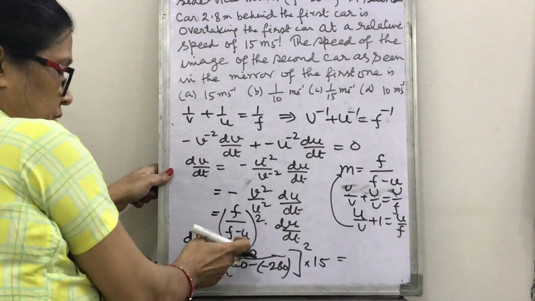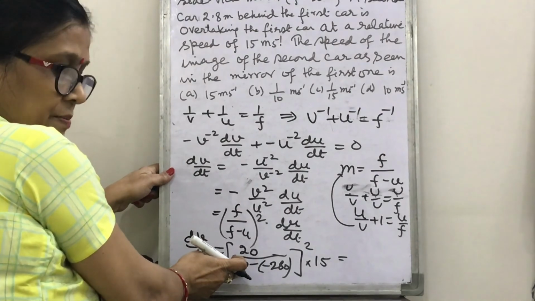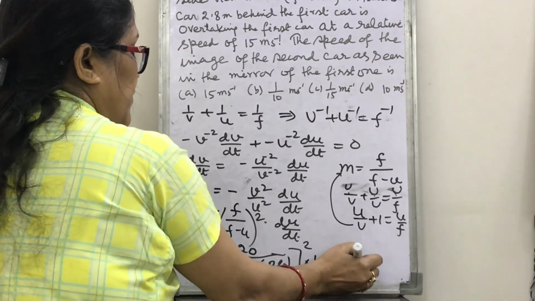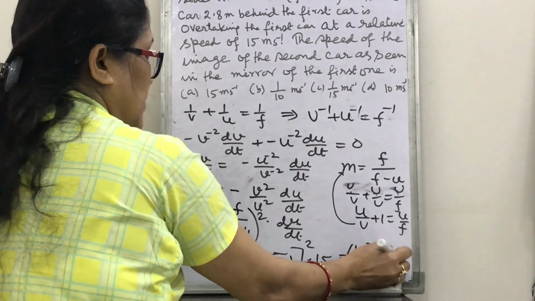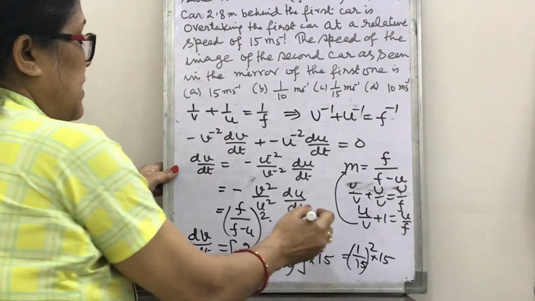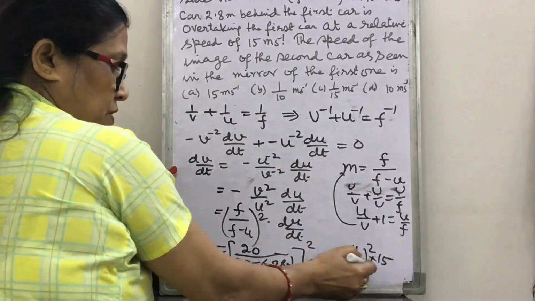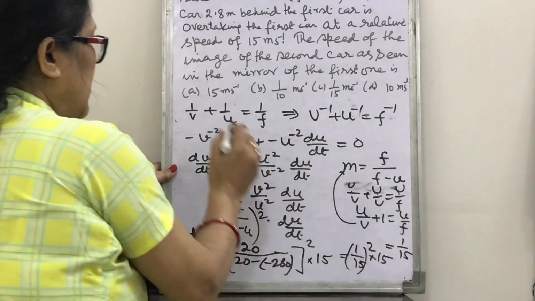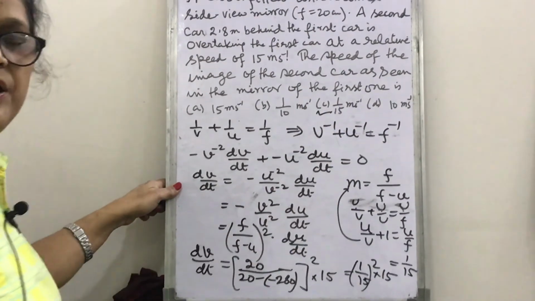This will be 20 upon 300, 20 upon 300 square, that is 1 by 15 square into 15. So what will you get? Your answer: this 15 and 15 will cancel. So your answer will be only 1 upon 15 left. Then which answer will be correct? This one, 1 upon 15 meter per second.